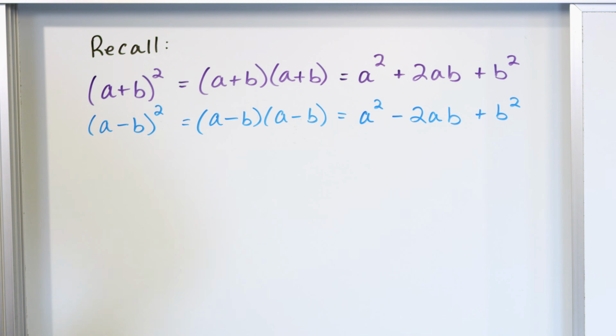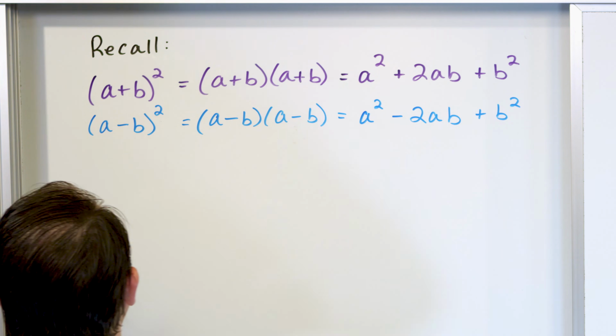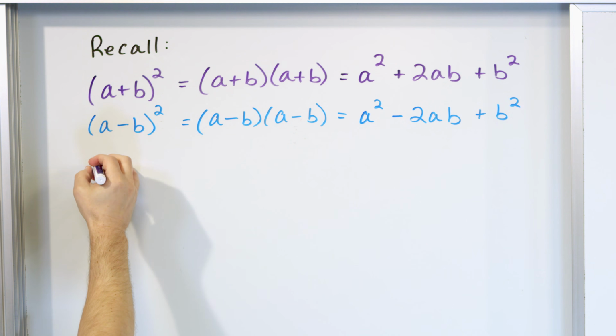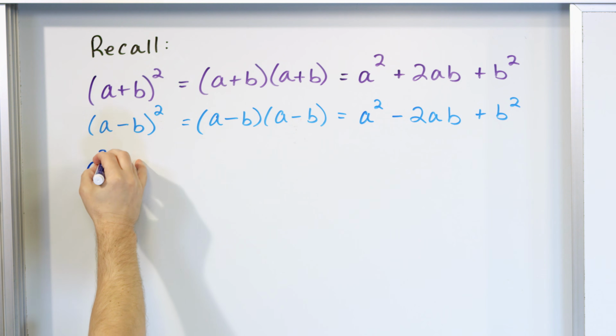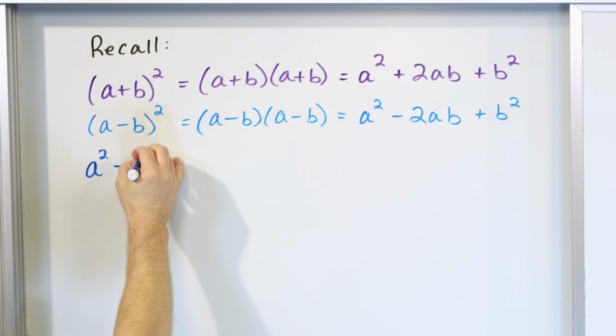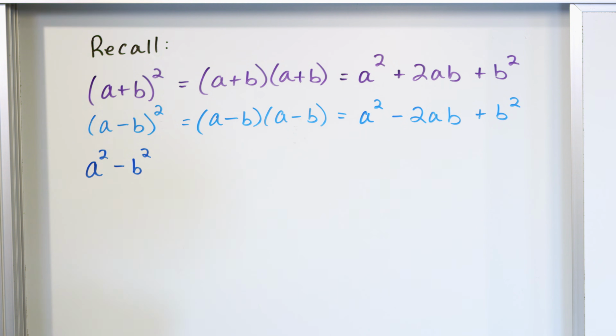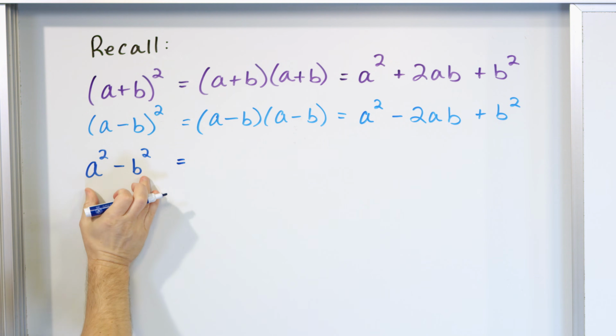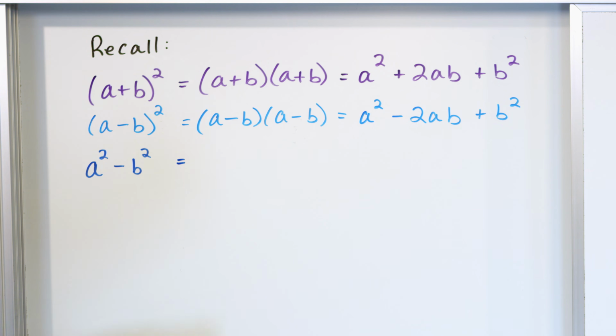And then the last one I'm going to remind you of before we start solving problems is something we learned a long time ago: a squared minus b squared, which is the difference of two squares. That's exactly what this is, the difference of two squares.